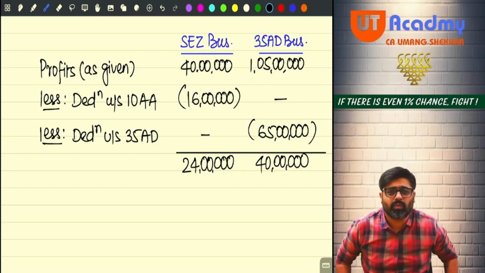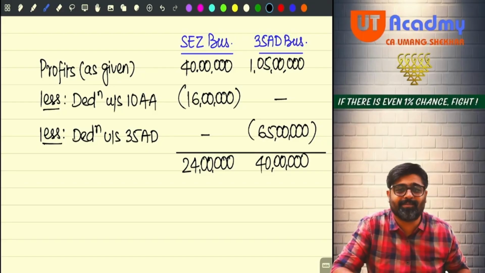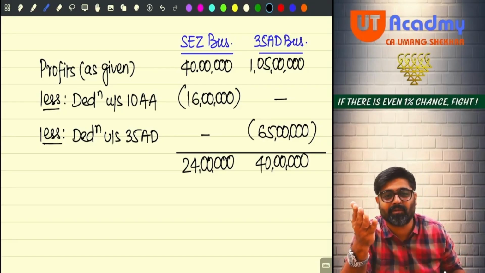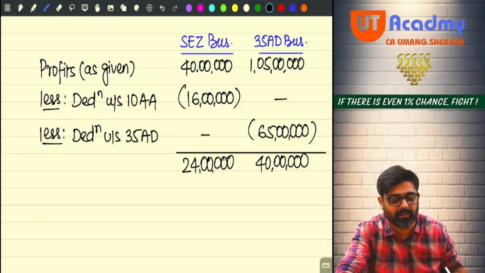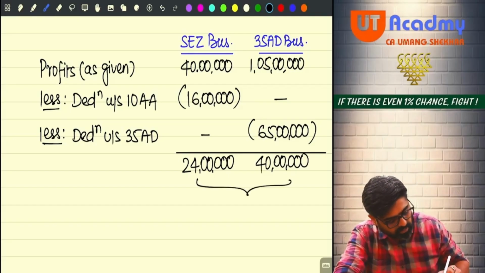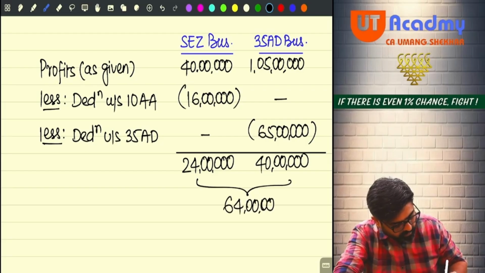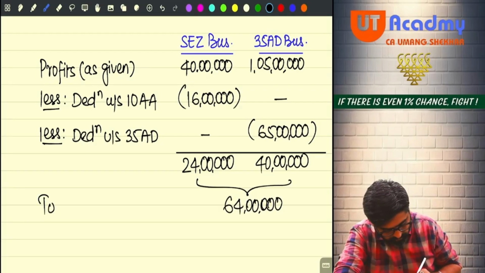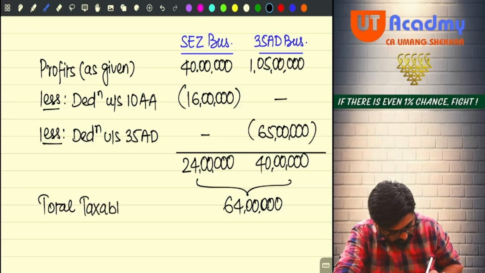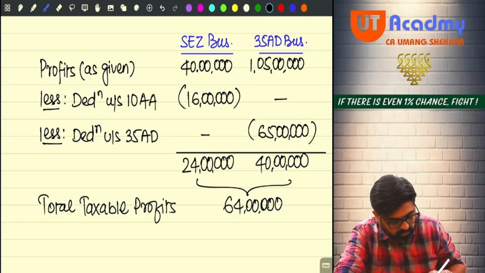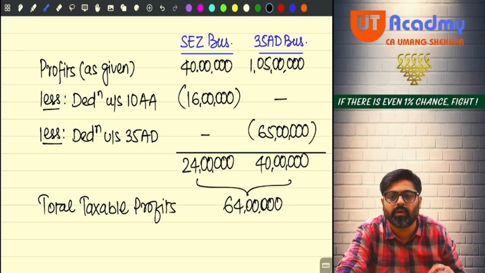Now can you calculate your PGBP income? This is your taxable profit from first business, taxable profit of second business. If you will add both of them together, 64 lakhs will be your total taxable profits. This is your PGBP income. Done, no?